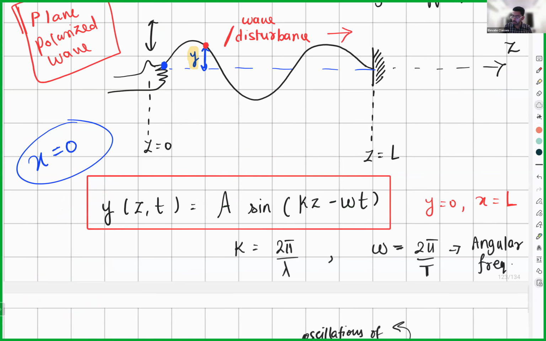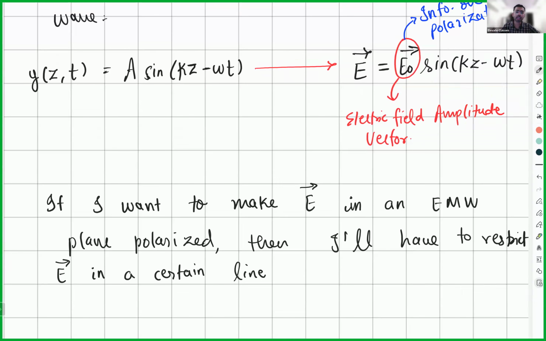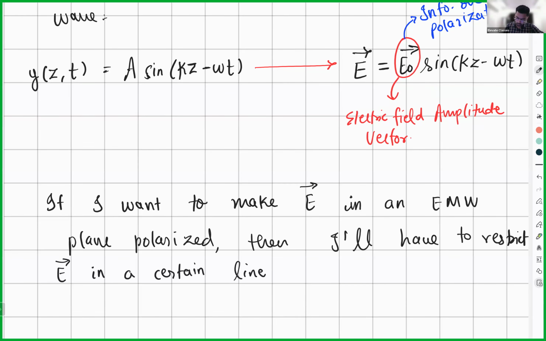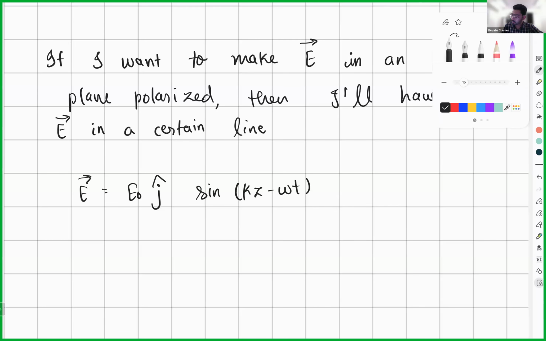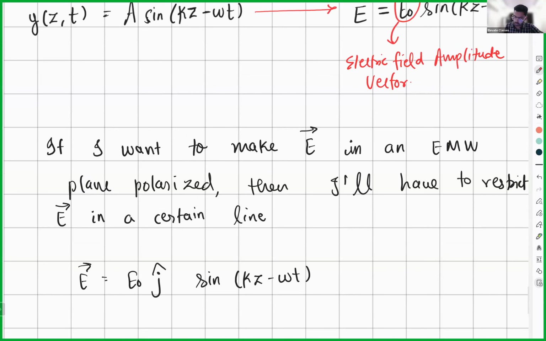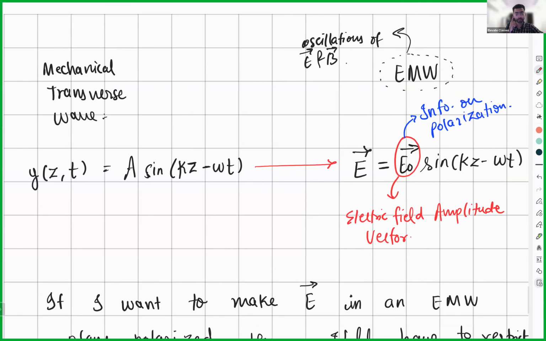All right. So a similar thing for electric field expression will happen when you assign a single direction, a single line of electric field. So let us say you have electric field as E naught j cap sine of kz minus omega t. So it will be exactly analogous to the expression y is equal to a sine kz minus omega t, right? So it will be analogous to this particular expression.